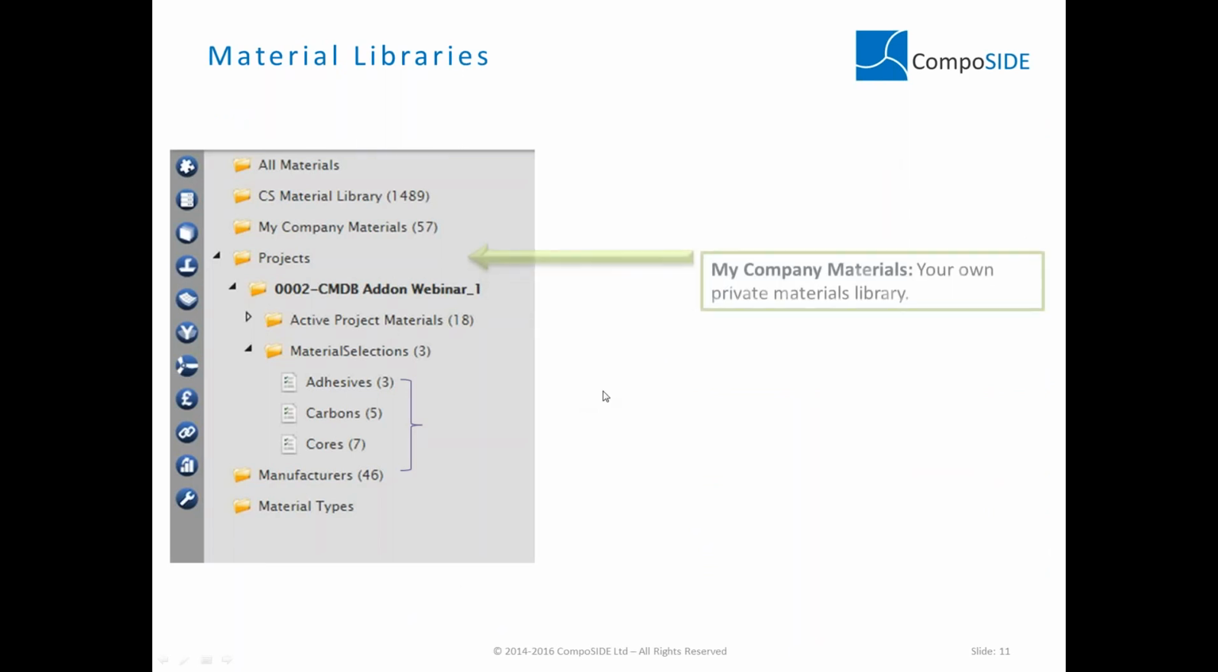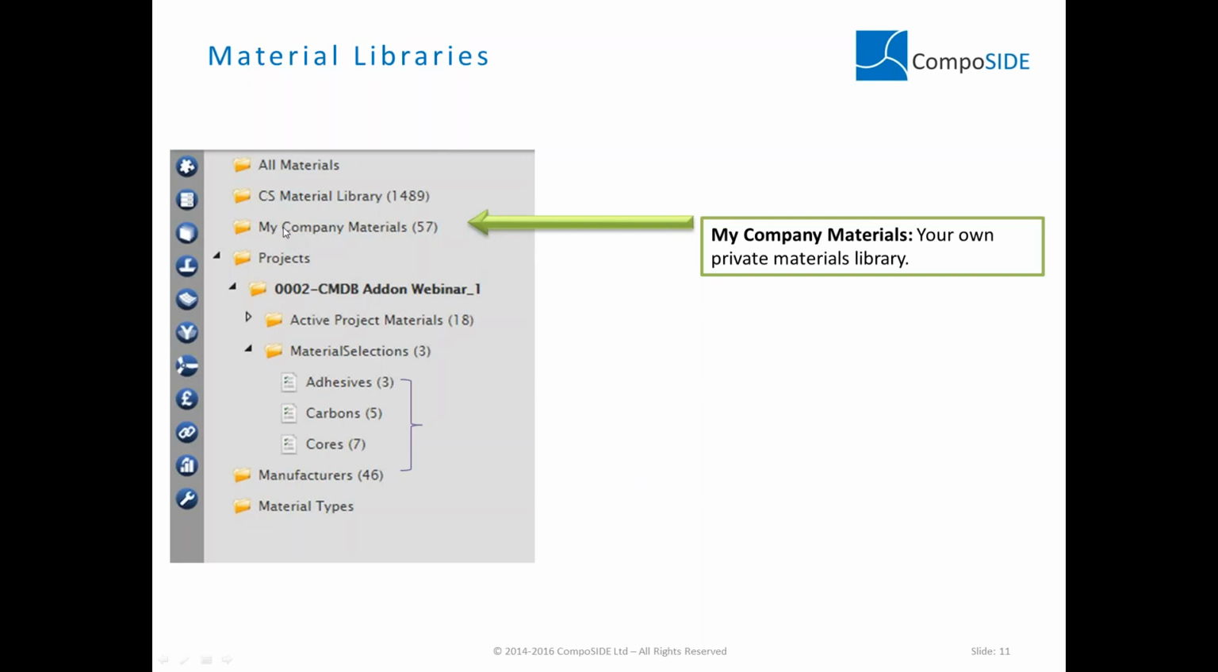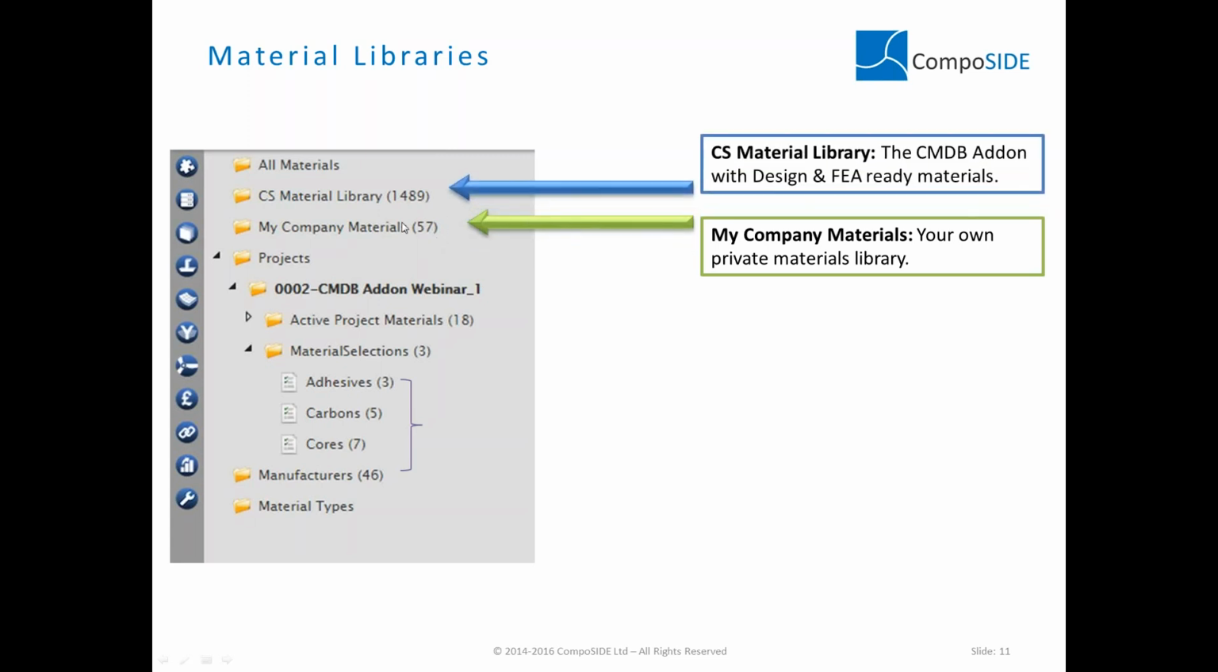I mentioned the concept of material libraries. What you see, for example, here is called My Company Materials. Each of our customers has a private material database. We supply close to 60 materials to start with. Even if you are in trial, you'll get those materials to get started working with CompoSIDE. And then if you need, you can complement your library with the CMDB add-on or CS material library, which basically contains those 1,200 plus materials ready for design and FEA.